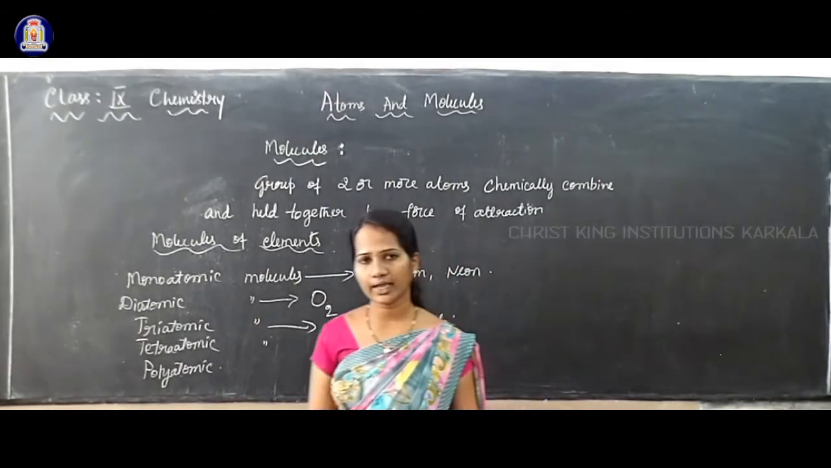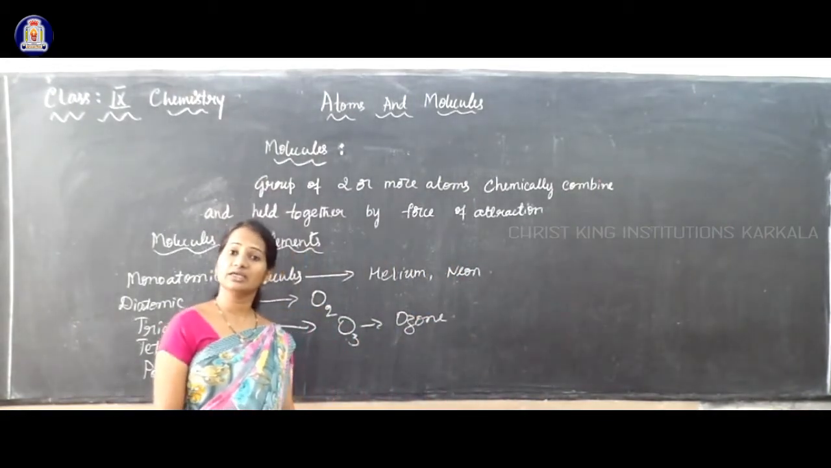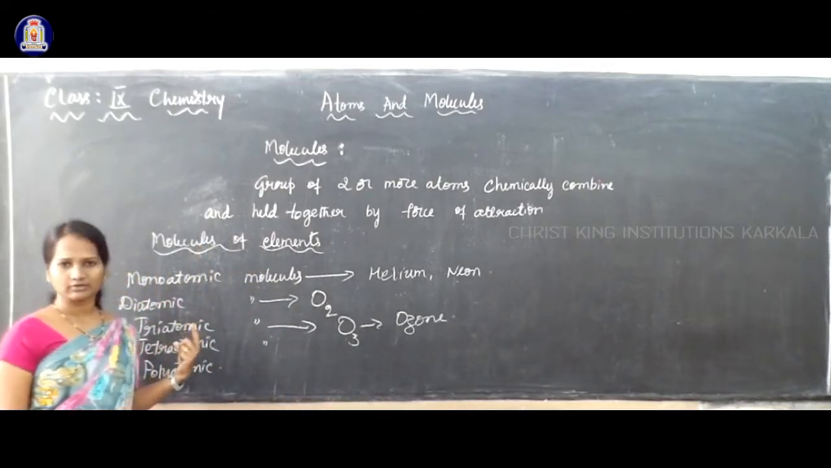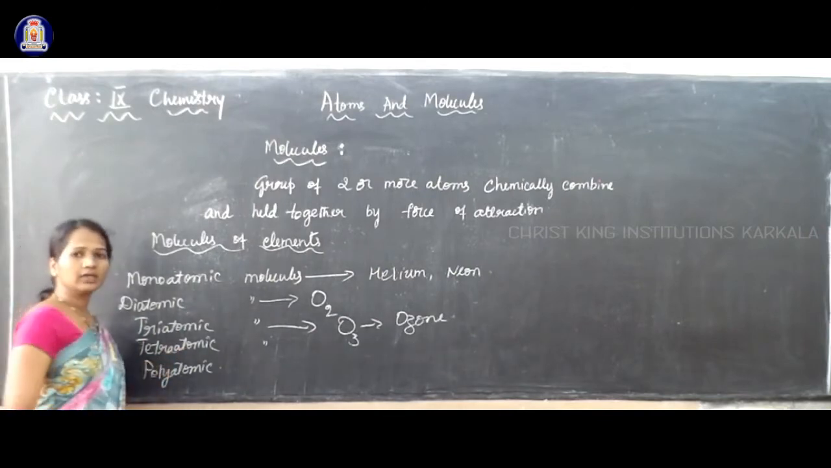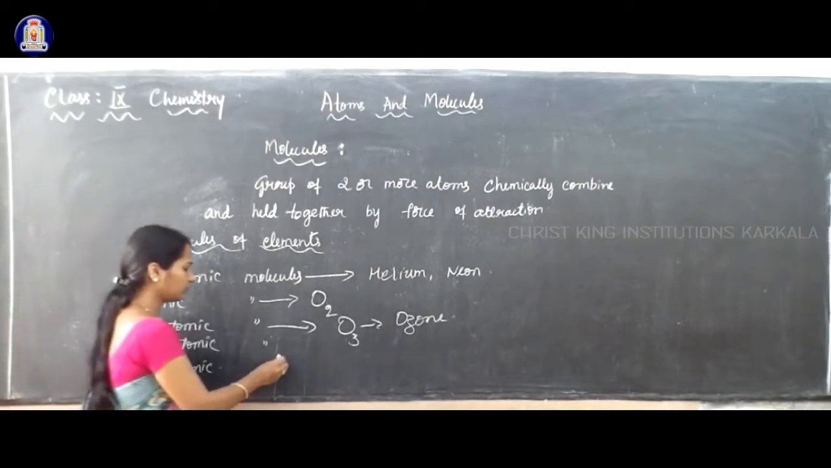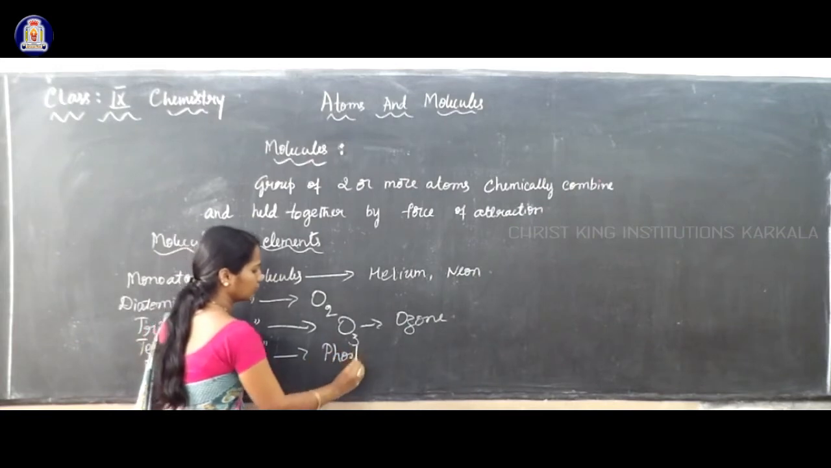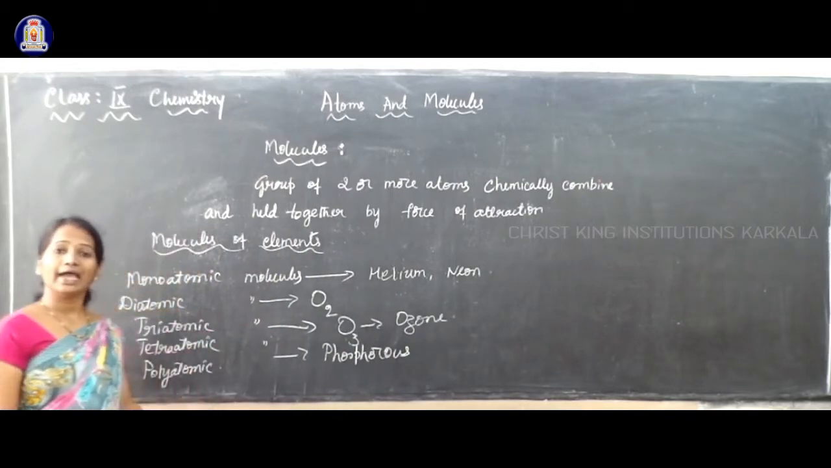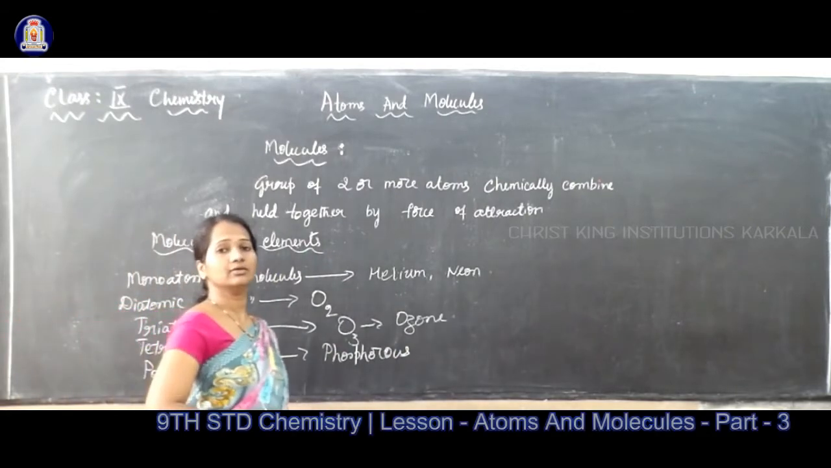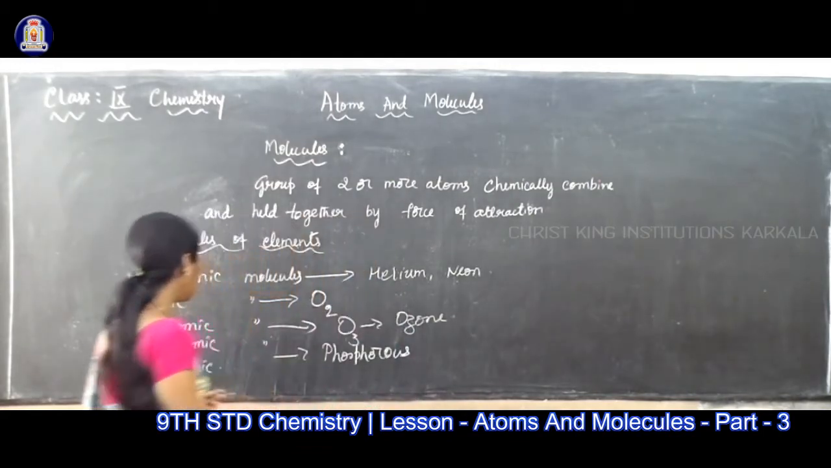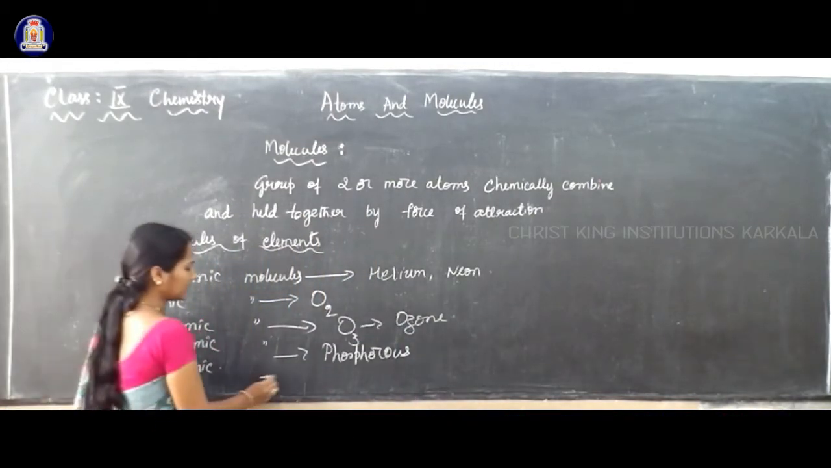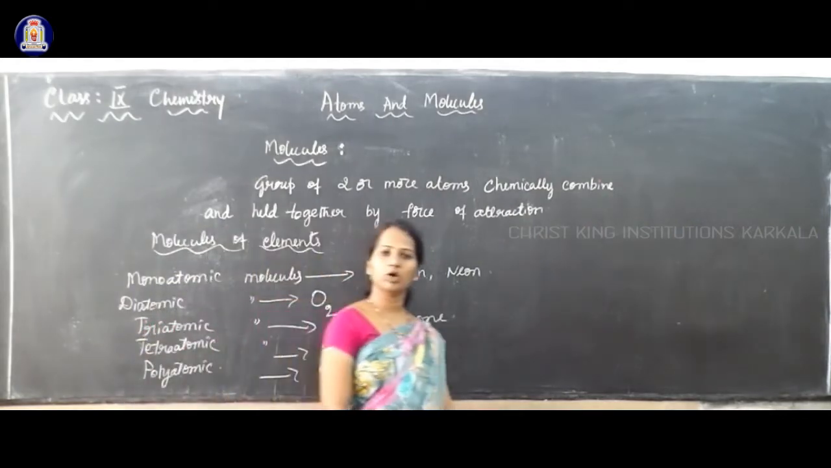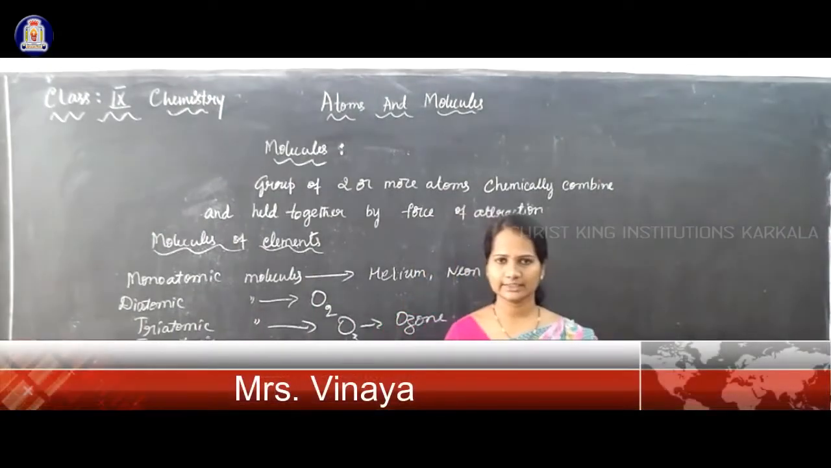If you take tetraatomic, in the sense if it contains four atoms, tetra means four. If it contains four atoms, it is called a tetraatomic molecule. You can give the example of phosphorus. Phosphorus is a tetraatomic molecule, and if the number of atoms present is more than 4, it is called a polyatomic molecule. You can give the example of sulfur. Sulfur is a polyatomic molecule.